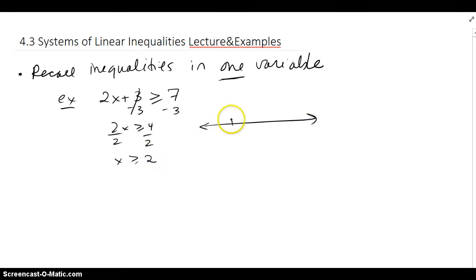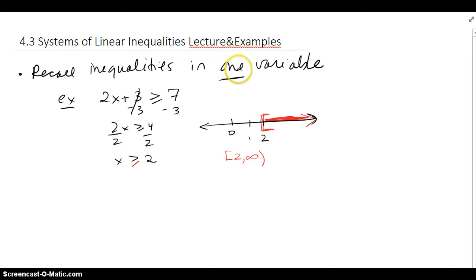And then I would graph it on the real line. In this case, the solution would start at 2, and then it would be everything to the right of 2, with the value 2 included because of the equal sign. So the solution would be everything to the right of 2, in interval notation, 2 to infinity. This was inequalities in one variable.